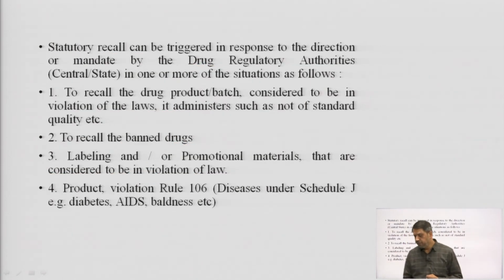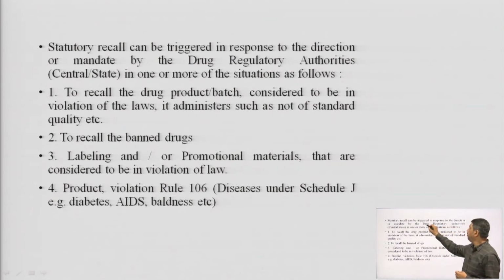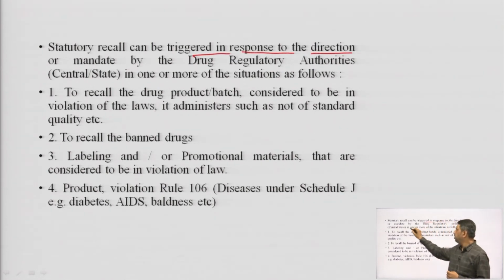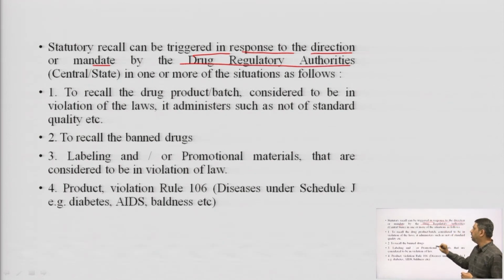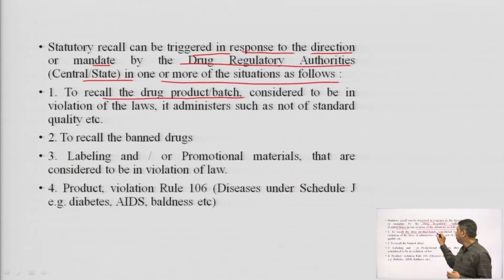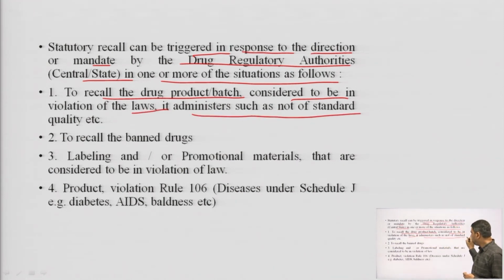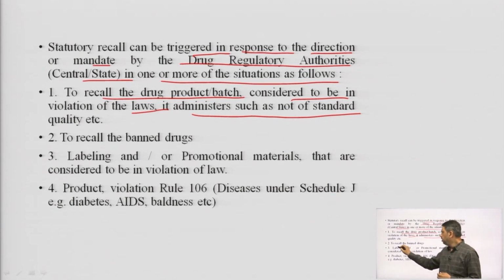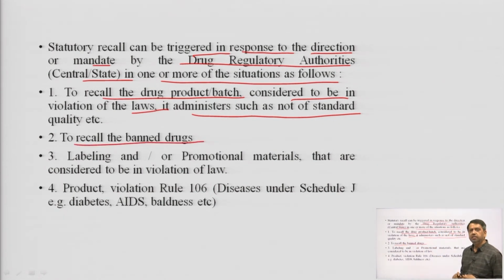Other than these, statutory recall may be triggered in response to the direction or mandate of the drug regulatory authorities, that is central or state, in one or more of the situations as follows. What are these situations? To recall the product or batch considered to be in violation of laws it administers, such as not of standard quality, etc. This is the first reason. Then, to recall the banned drug, another reason. Then, the labeling or the promotion material that is considered to be a violation of law.